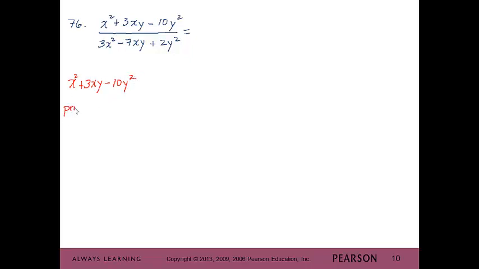The product is 1 times negative 10, which is negative 10, and the sum is 3. So now you want the factors of negative 10 that'll add and give you 3, and they are 5 and negative 2. 5 times negative 2 gives us negative 10, and then 5 plus negative 2 gives us positive 3. Now because the leading coefficient is 1, we can just go ahead and write our factors as x plus 5y and x minus 2y.